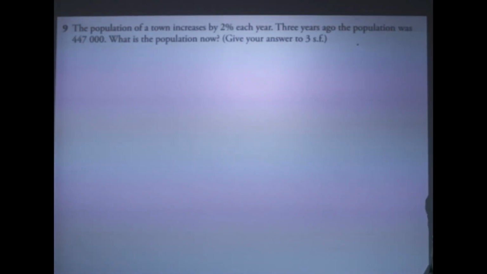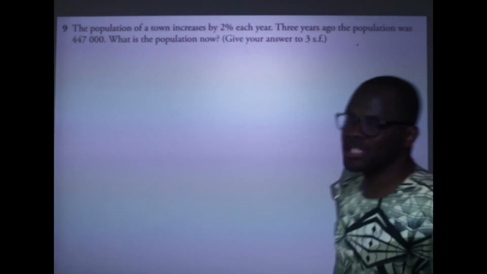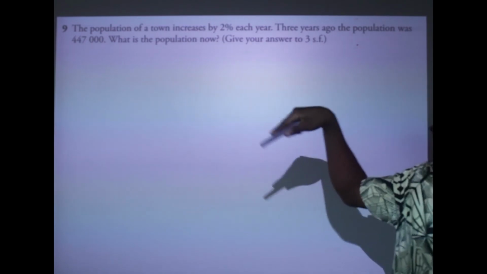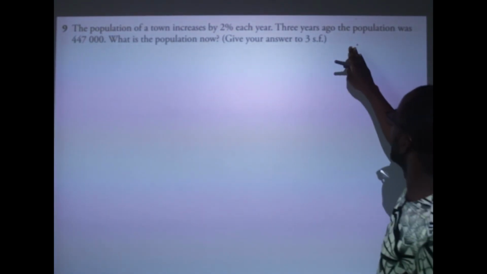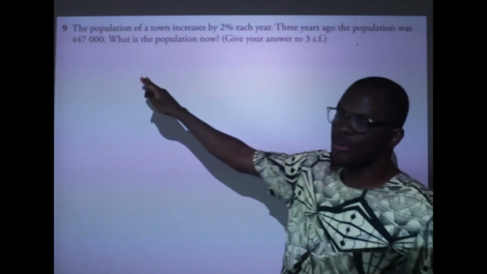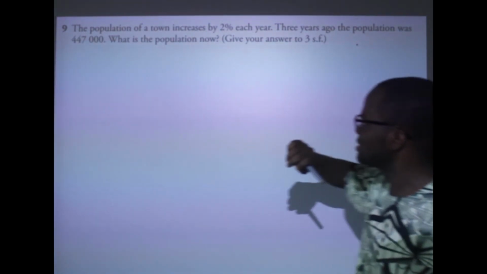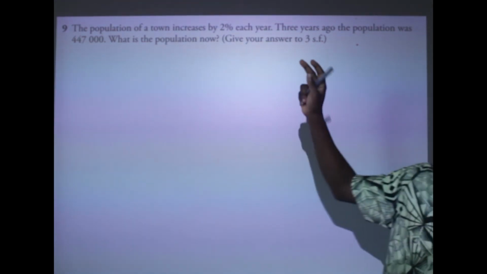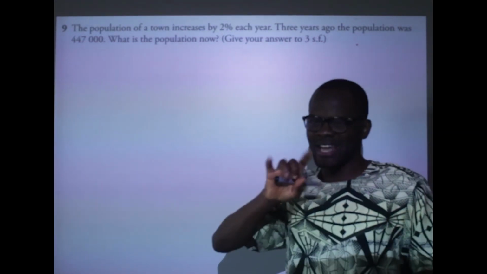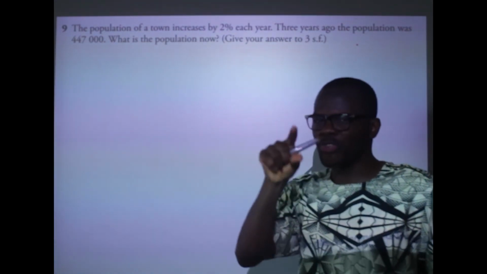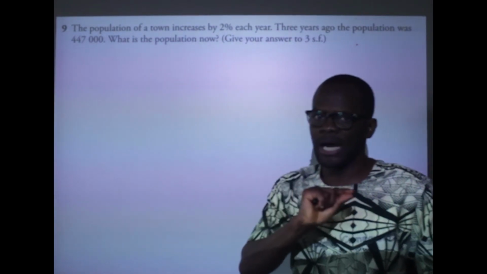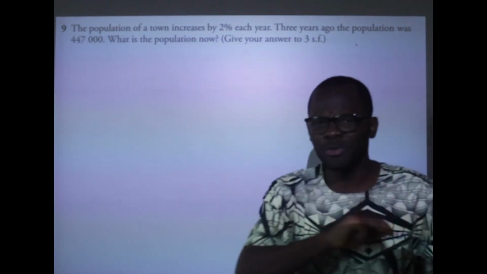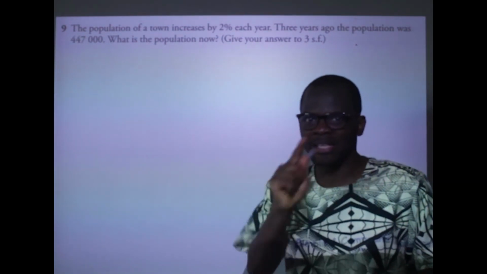Next, number 9. The population of a town increases by 2% each year. 3 years ago, the population was 447,000. What is the population now? Give your answer to 3 significant figures. Now, this question is a bit tricky. I want you to think a little bit. Alright? Take your time with that question. And let's see how many of you will be able to get that question right. Okay? That is a bit of a challenge.